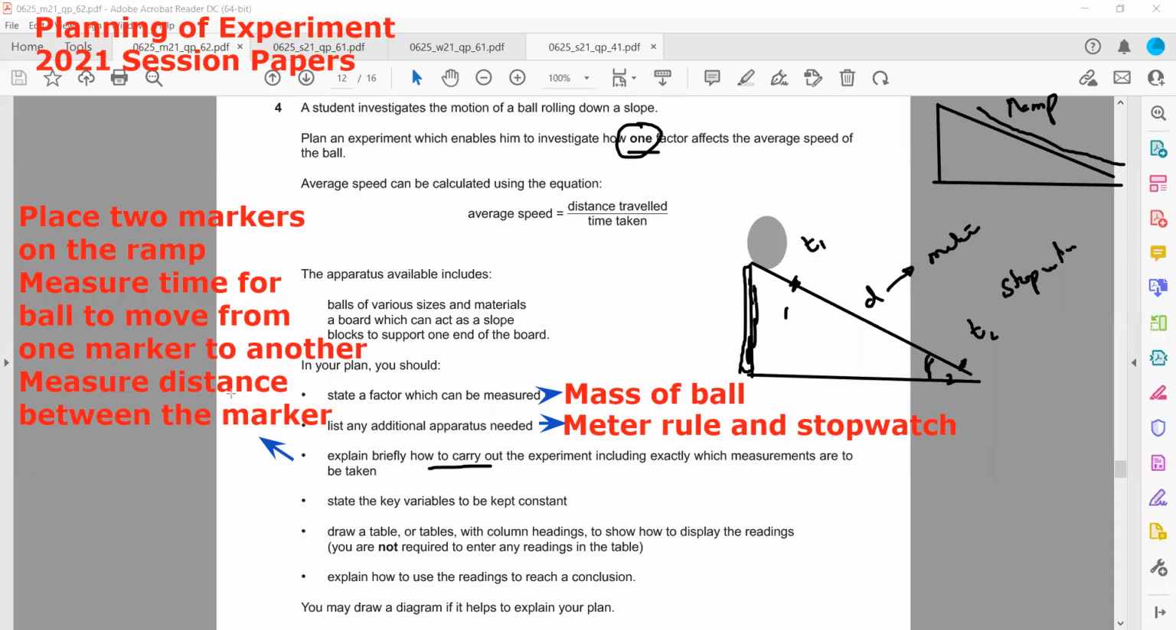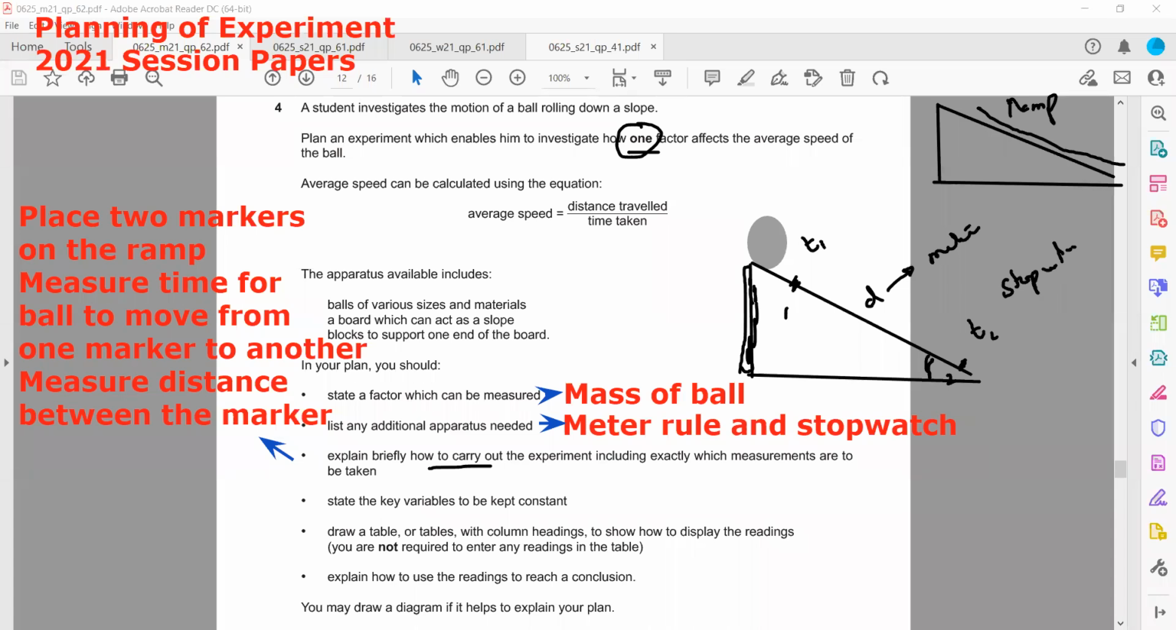Now, state key variables to be kept constant. Look, whenever you're doing this, it is a variable, so it's plural: you have to write at least two or more than two. So what are the key variables we should keep constant for a fair comparison? We are investigating how the mass of a ball can affect the average speed. So what else should be constant?